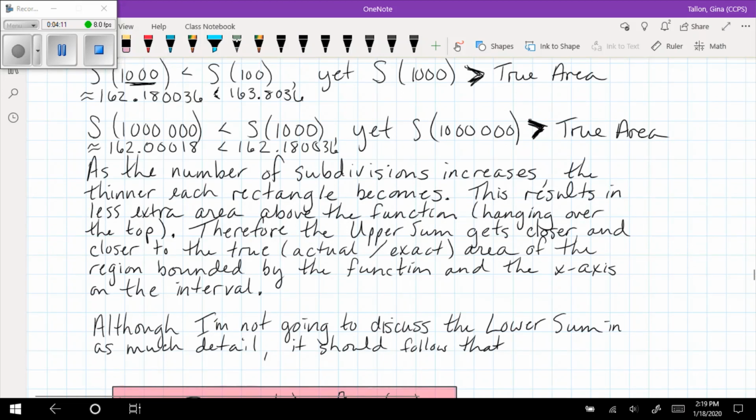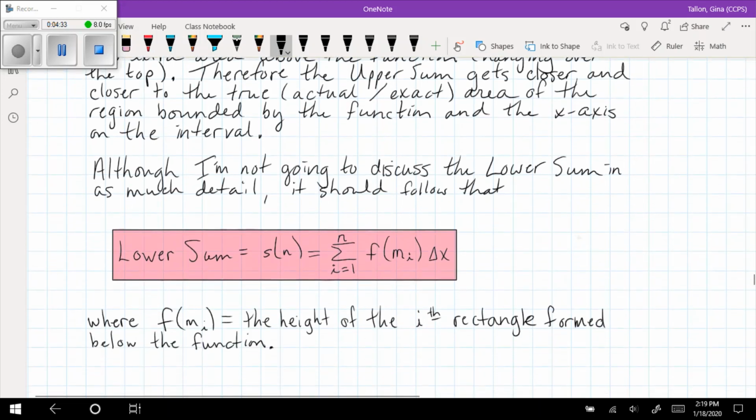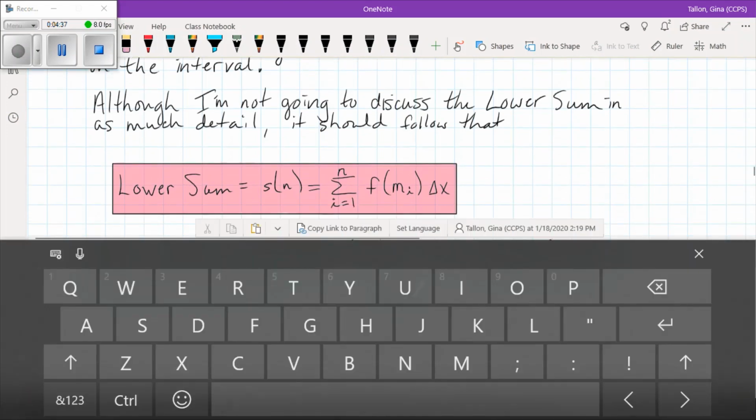So let's take a peek. Although I'm not going to discuss the lower sum in as much detail, it should follow that the lower sum would have a formula like the upper sum did, except now instead of a capital S of n, I'm going to use a lowercase s of n. And instead of a capital M sub i, I'm going to use a lowercase m sub i. But it works through the same thing. I'm not going to get too detailed here; you can read that for yourself right there.